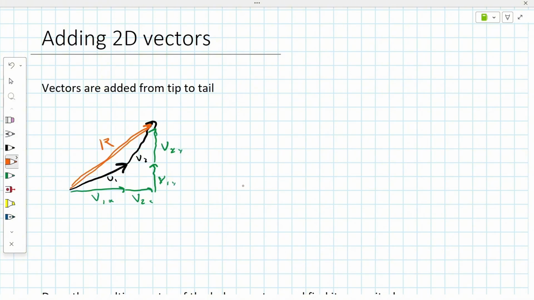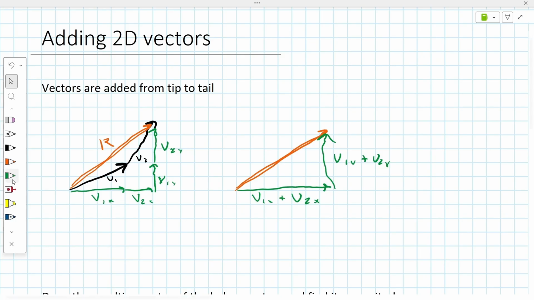So if I draw this without all this stuff around it, we'll have the resultant vector here, and the x component and the y component. And this just equals v1x plus v2x, and this is just v1y plus v2y. And that's how we can solve for our resultant vector using those equations before. So let's do a couple adding examples.